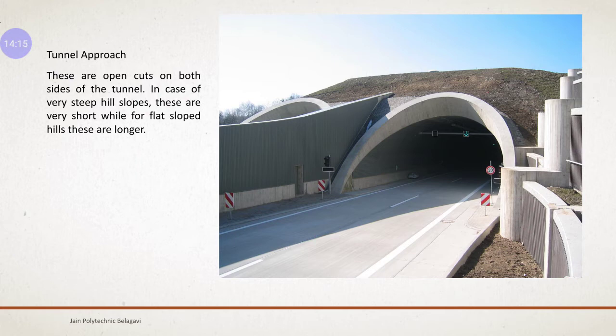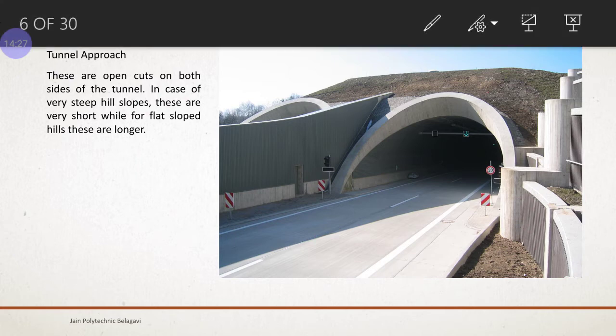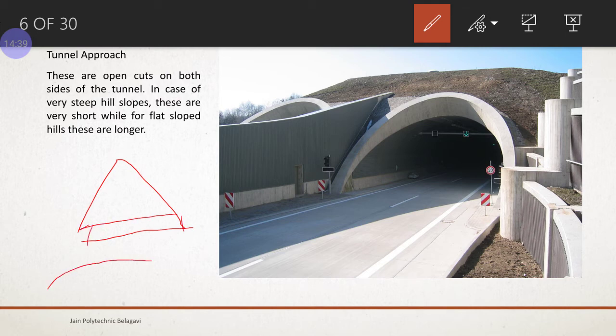In this case, very steep slopes need to be very short, while flat-sloped hills will be longer. What it is trying to say is, if it is a very steep hill, the distance will be less. But in the case of a flat slope, this will become your distance.